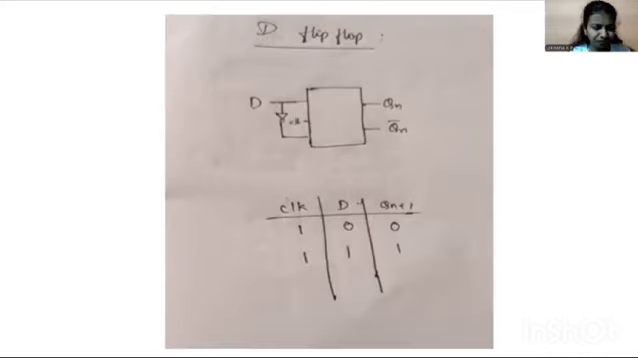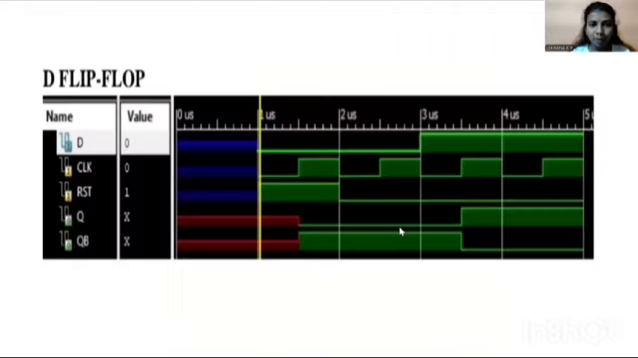Coming to the logic gate circuit, here the NAND circuit can be used. If the clock input is 1 and D is 0, the Q n plus 1 value will be 0, and if the clock value is 1 and D is 1, the Q n plus 1 value will be 1. So this is about the D flip flop, and finally the output will be this.